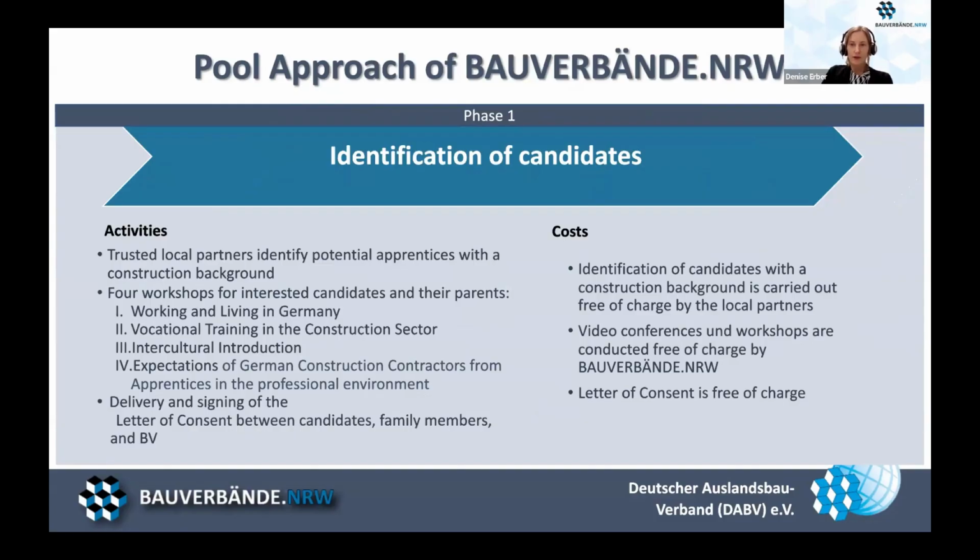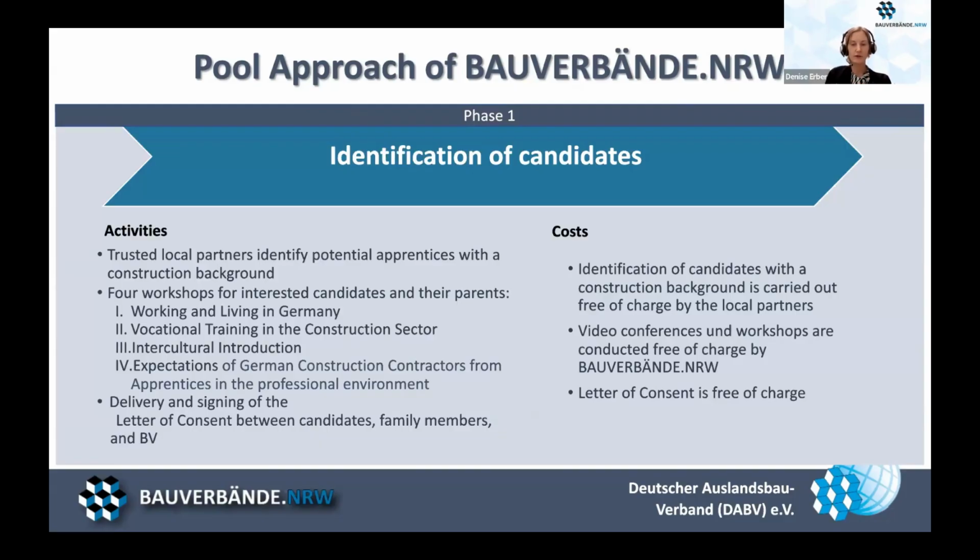So in phase 1, identification of candidates, one of the activities is that trusted local partners are the ones identifying potential apprentices with a construction background. So we are not using any agencies. Then, like I said, we have 4 workshops for the interested candidates and their parents. First, Bauverbände is holding these workshops with their partners in the partner countries.